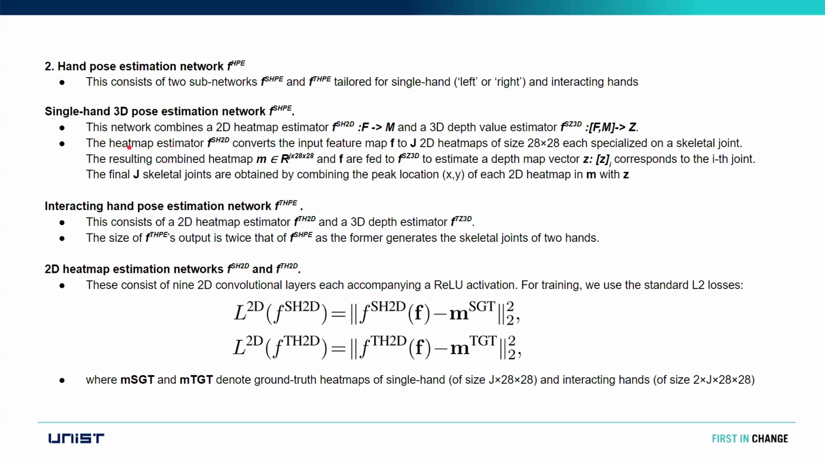So it takes the heat map estimator, which converts the input feature map to a 2D heat map of size 28 by 28. J is the number of key points, and they use 21 key points. So the output is just 21 by 28 by 28, the heat map of each key point. Then it's fed into the depth estimator. This is the single-hand 3D pose, and this process is done for the left and right hand separately. The result is just 3D key points.